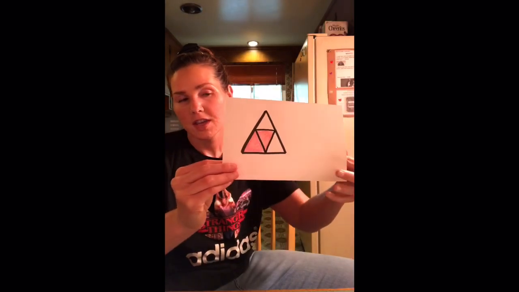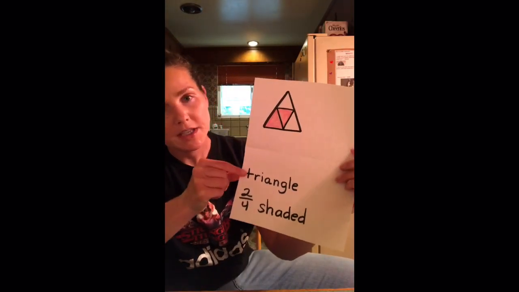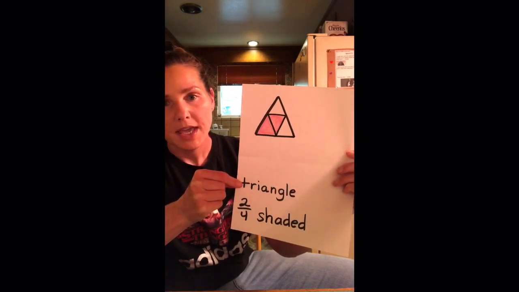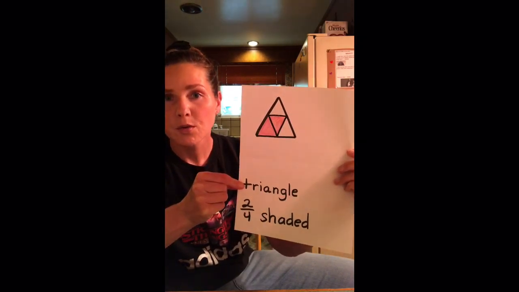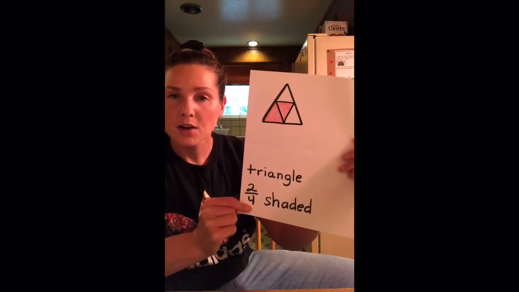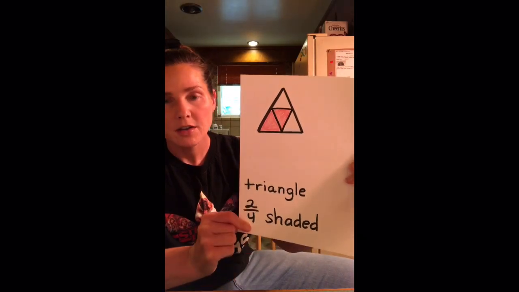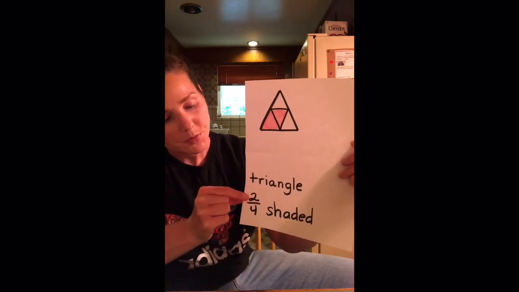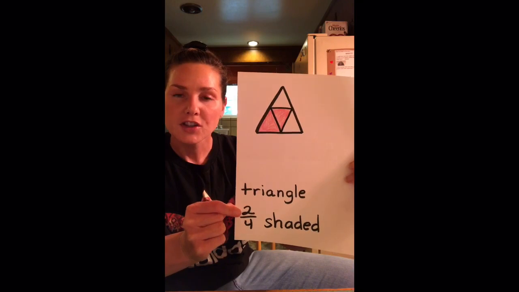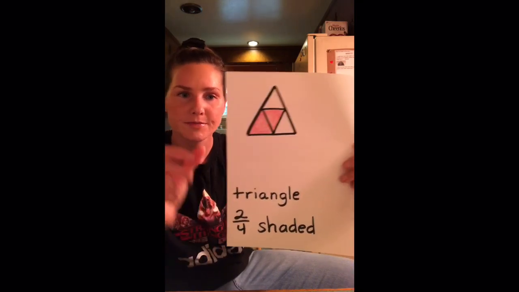Go ahead and share the answer. First of all, the shape is a triangle, and it has been divided up into 4 equal parts. So your denominator, the bottom number, is going to be 4 because there are 4 parts. 2 of the parts have been shaded in with a red crayon, so 2 is your numerator, and the fraction can be read 2/4.